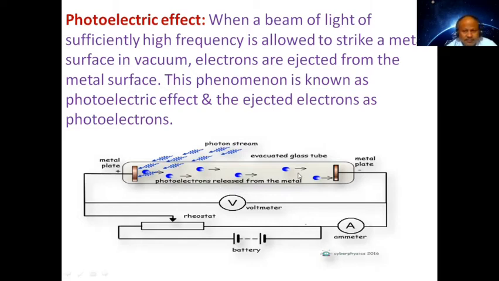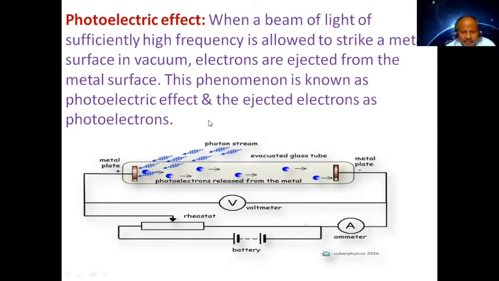It is simple. When a beam of light of sufficiently high frequency is allowed to strike a metal surface in vacuum, what happens? Electrons are ejected from the metal surface. So this phenomenon is known as photoelectric effect and the ejected electrons as photoelectrons. Understand?